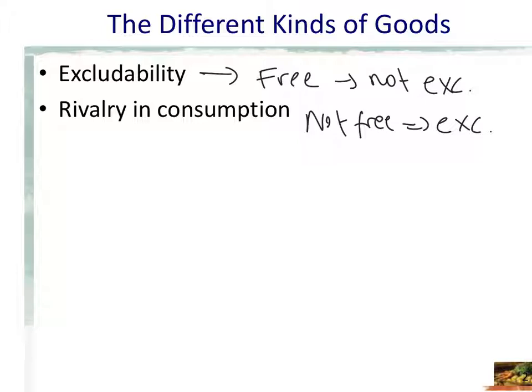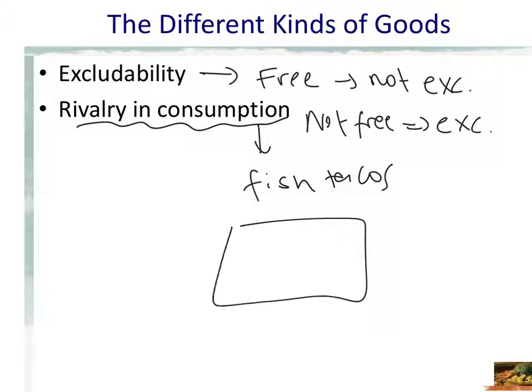Rivalry in consumption. A good is rival in consumption if one person's use of it diminishes the amount left for others to use. For example, fish tacos. So let's say you have on a plate 6 fish tacos and then you eat 5 of them and 1 is left. So as you see, your consumption diminishes for others.